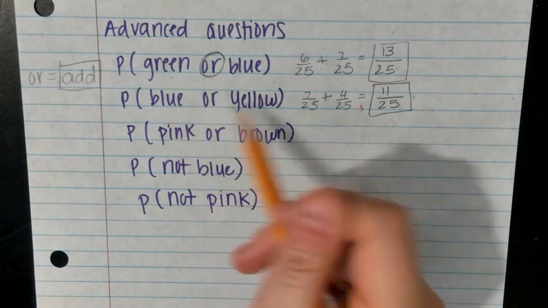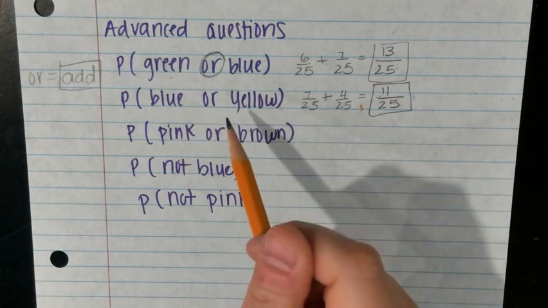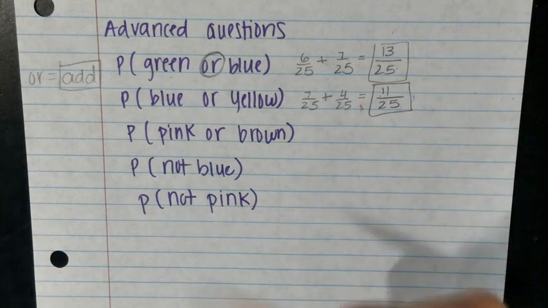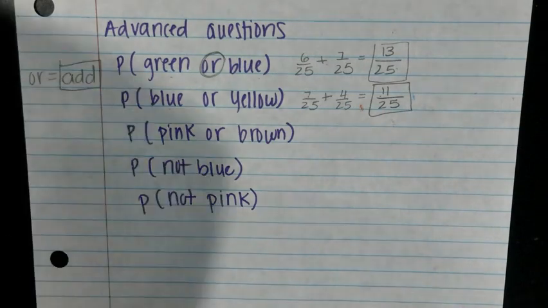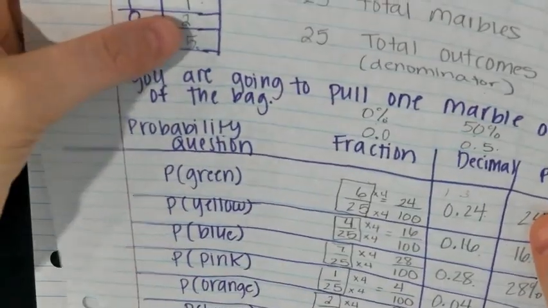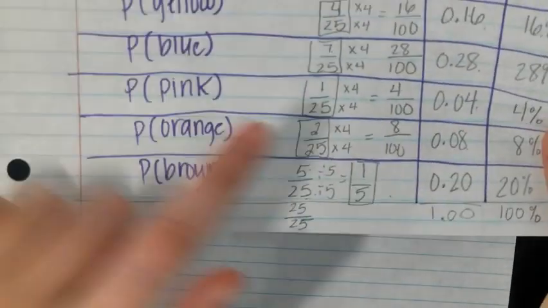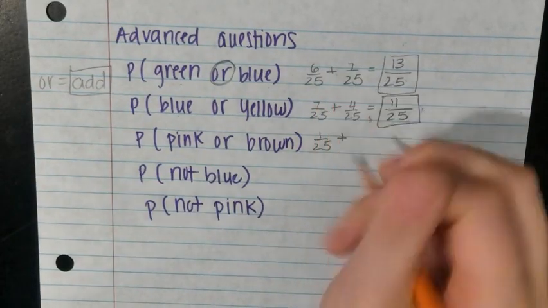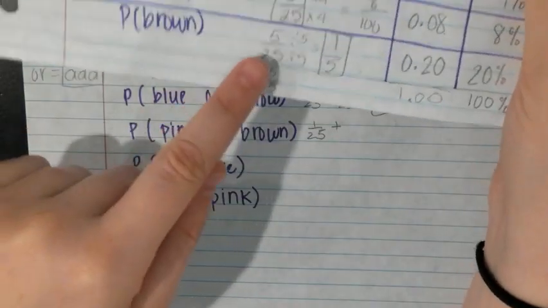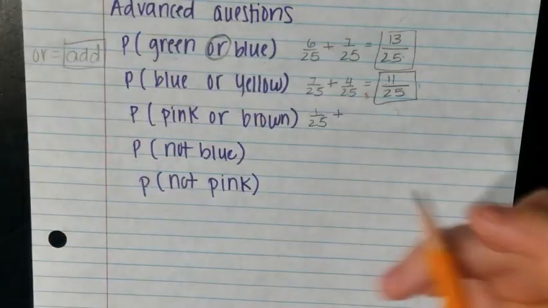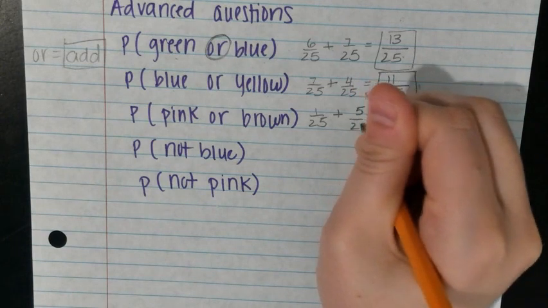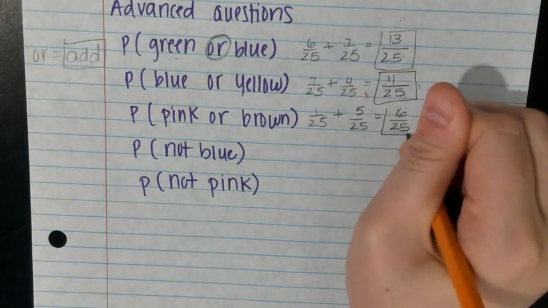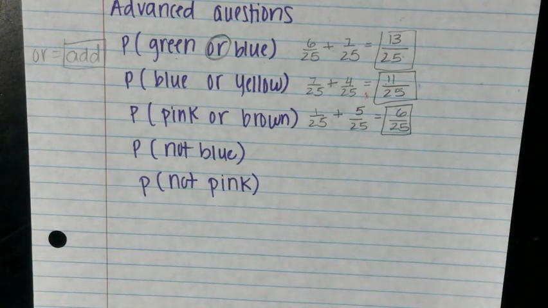Because remember, it doesn't matter if I pick blue or yellow, it's just one of those options. So there's 7 blue and 4 yellow in the bag. So there's 11 of those total. It's really all you're doing. Okay, pink or brown. Pink was down here, 1 out of 25. And brown, I'm pretty sure it was 5. I'm going to use the 5 out of 25 because we need a common denominator to add. So 1 plus 5 is 6. 6 out of 25. Can't simplify that one as well.